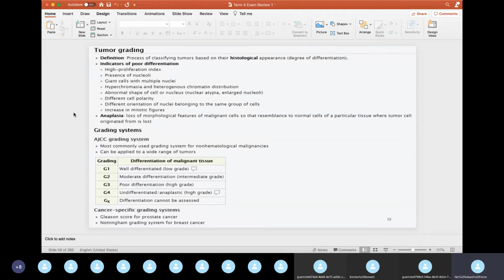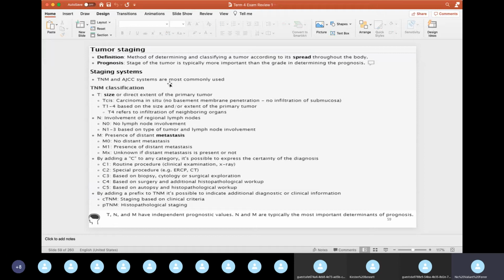So what's the difference between grading and staging? When we say grade, we are looking at the histological appearance, right? And in grading, it's from G1 to G4. Do I need to know specifics of each grade? No, just remember, if it's undifferentiated or anaplastic, it's high grade. If it's well differentiated, it's low grade. But grading is not the most sensitive for neoplasia. What is? It's staging. Why? Because you have TNM. You have size, you have involvement of the nodes, you're looking for metastasis, right? You have TNM staging.